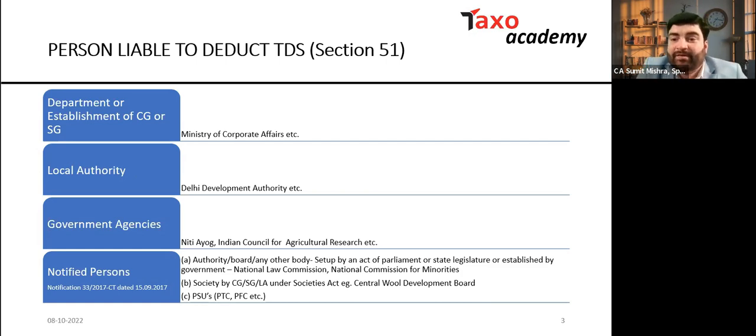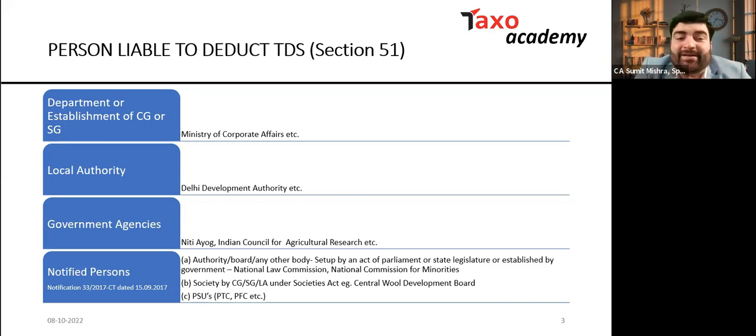You have to check whether TDS provisions are applicable. You have to check closely what is defined as a local authority, what is a department or establishment of central government or state government. Just for the sake of understanding, I have mentioned some examples like Niti Aayog. It's a government agency. They are just acting as administrative agencies. They are not actually the government, but the government appoints or constitutes them as administrative bodies. They look after all the administrative work. So I mentioned Niti Aayog, the Indian Council of Agricultural Research, like notified persons.